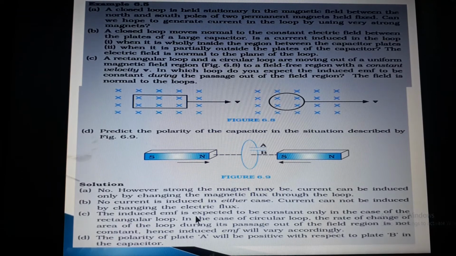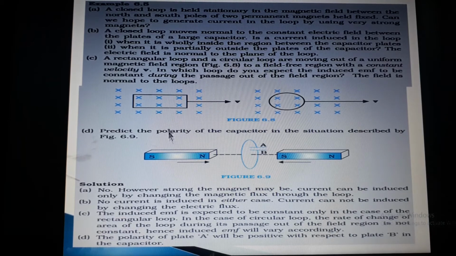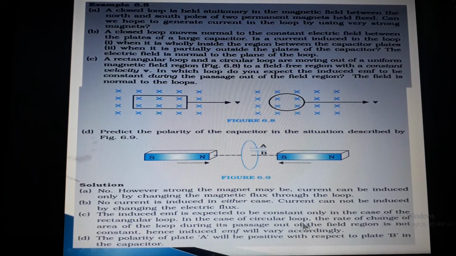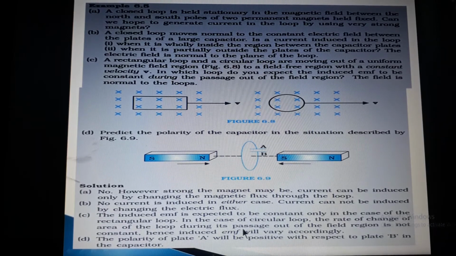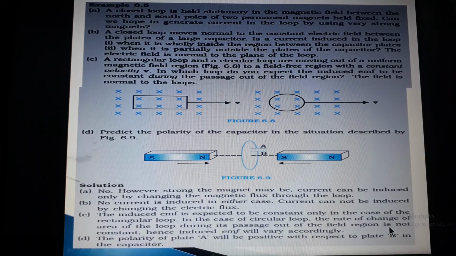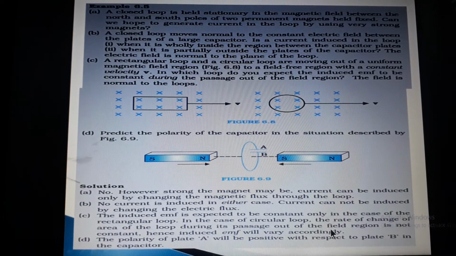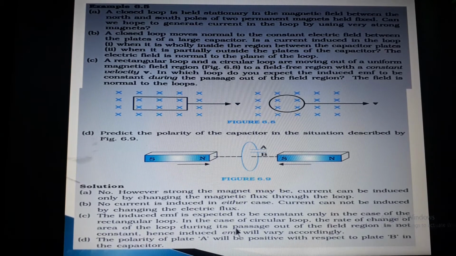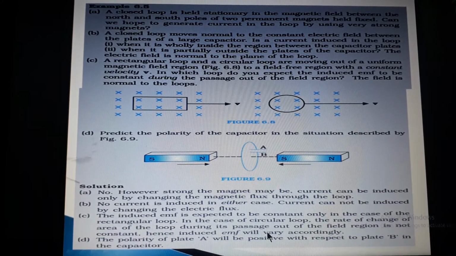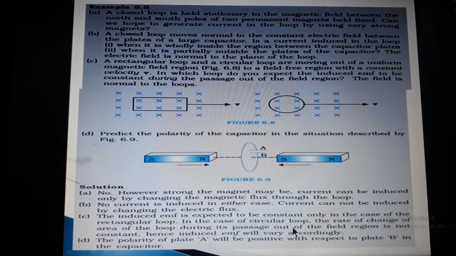The induced EMF is expected to be constant only in the case of the rectangular loop. In the case of the circular loop, the rate of change of area of the loop during its passage out of the field region is not constant, so the induced EMF will vary accordingly. Because in the circular loop the area changes during its passage out, the EMF also varies. So this is the solution of C.